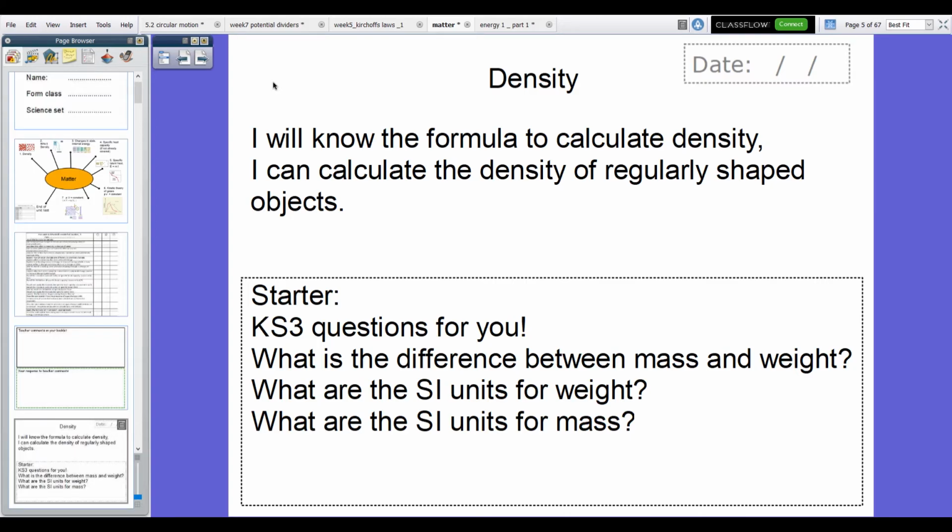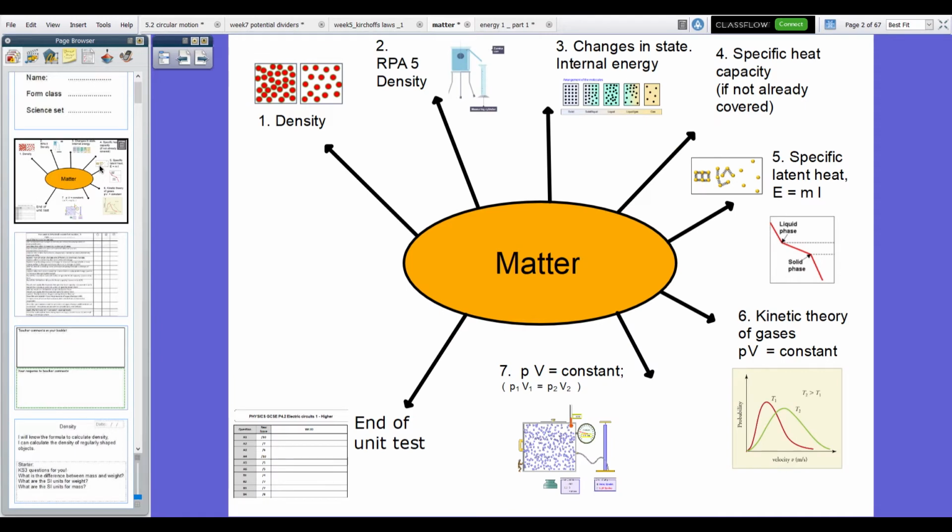Okay, welcome to this lesson on density. Today's date, if you could put that up in here, please. So I will know the formula to calculate density of regular shaped objects. That's what we're looking at. It fits in here with the first topic from matter.